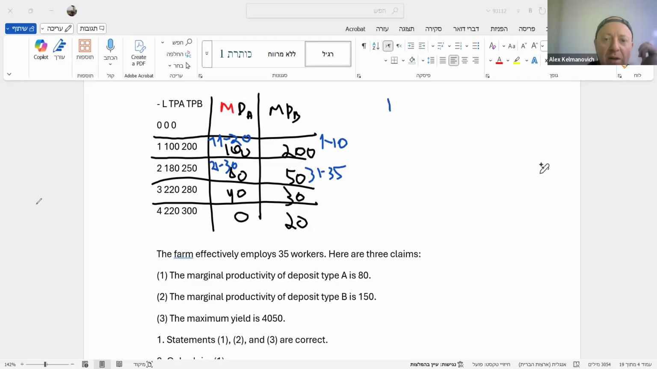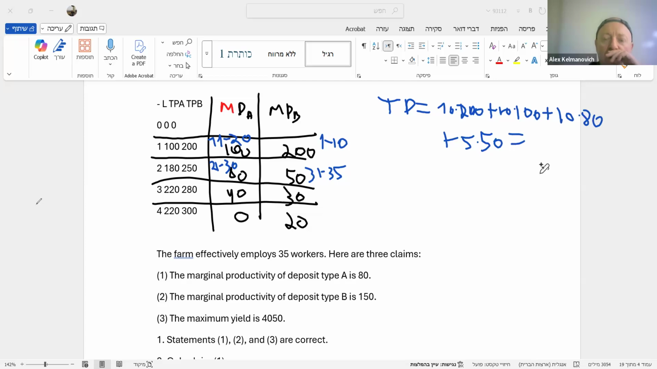So let's begin from the easy part, which is total product. Okay, so total product we have 10 times 200, 10 times 100, 10 times 80, and 5 times 50. So together it will be 4050, which means the third statement is correct, right?